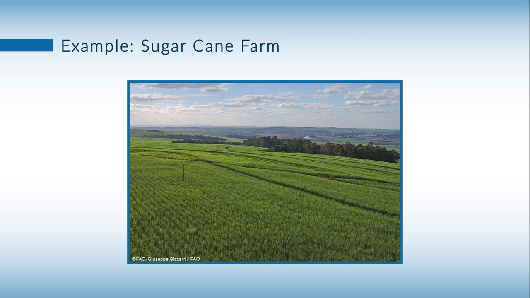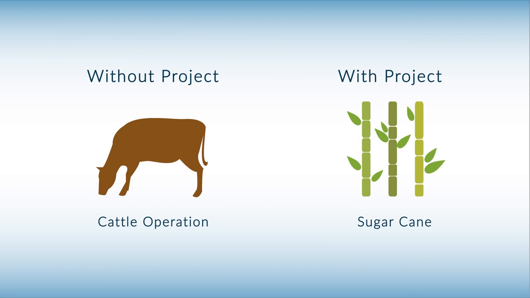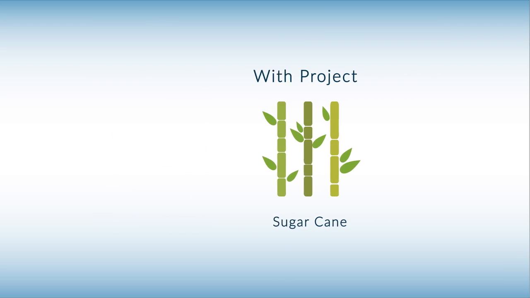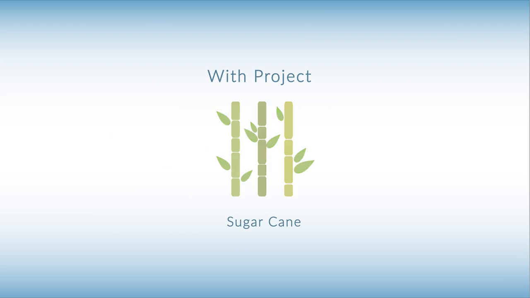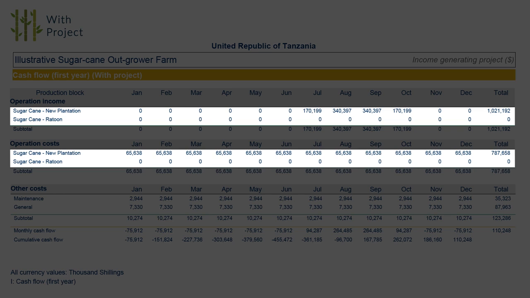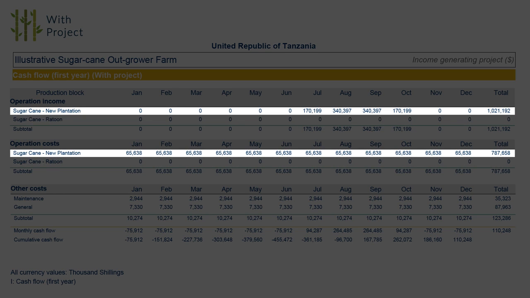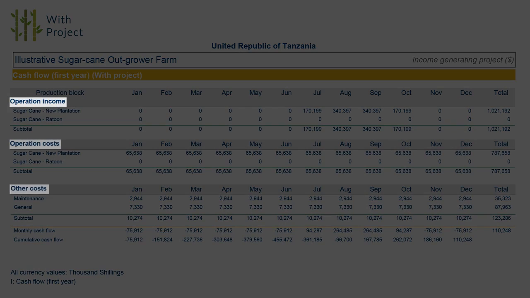Now let's look at the cash flow for the first year. Use an example of a farmer who is a sugarcane outgrower. The without project situation, i.e. before any investment for this farm, is the cattle operation just discussed. For the sugarcane operation, we can see the blocks which have been defined, and in particular the sugarcane new plantation block with its income and costs in the first year.